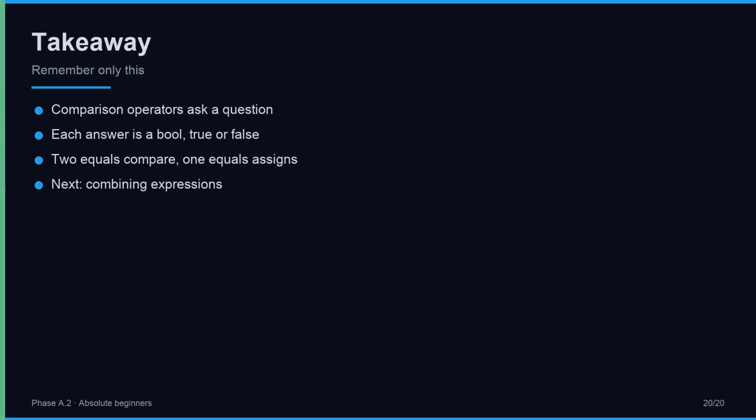The takeaway, compressed to one line. Comparison operators ask a question about two values, and the answer is always a bool, true or false. Remember the golden rule: two equals compare, one equals assigns, and never mix them. In the next lesson we bring everything together, arithmetic, comparison, and the logic words and, or, not, into a single expression. That final lesson closes phase A.2.